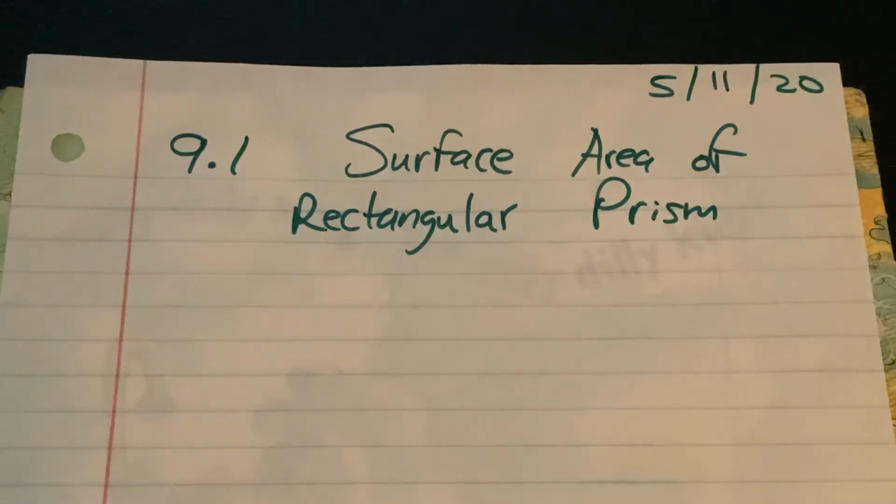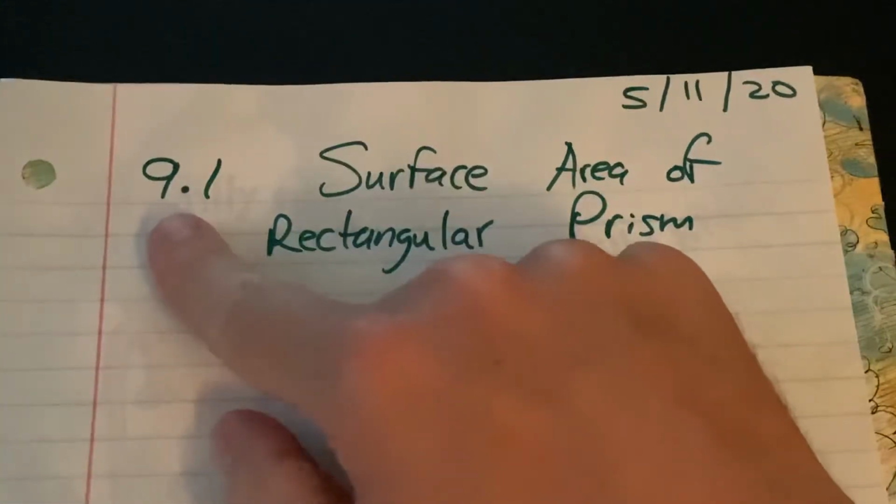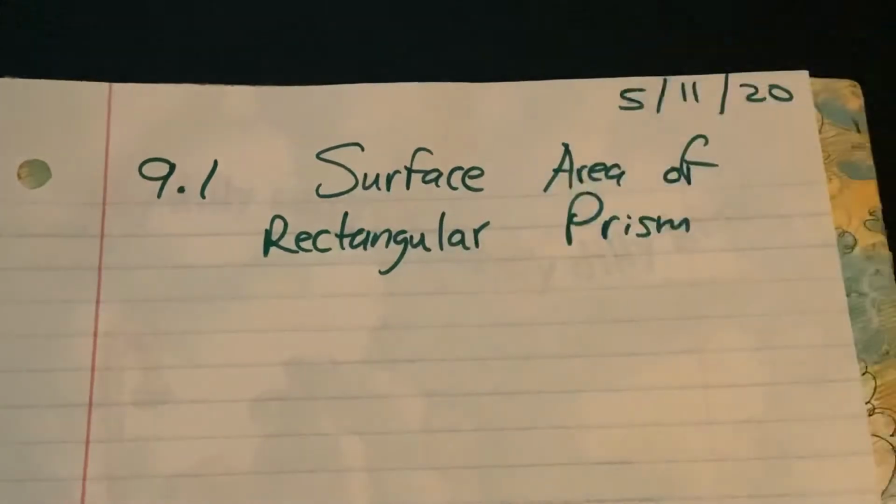Hi everybody, this video is for math for you 7th graders for Monday, May 11th. We're in chapter 9, section 1 for May 11th. Surface area of rectangular prisms.